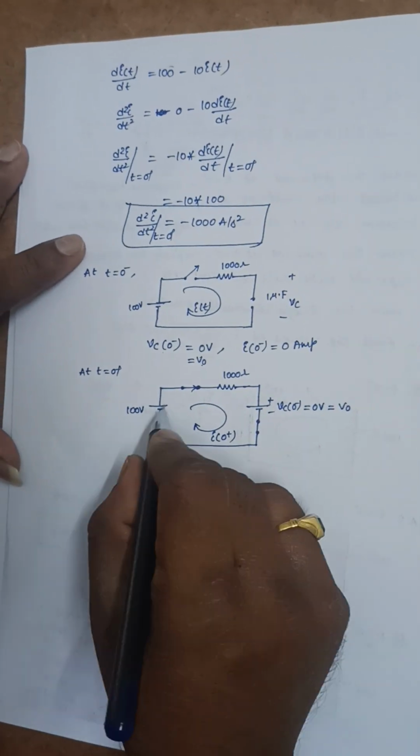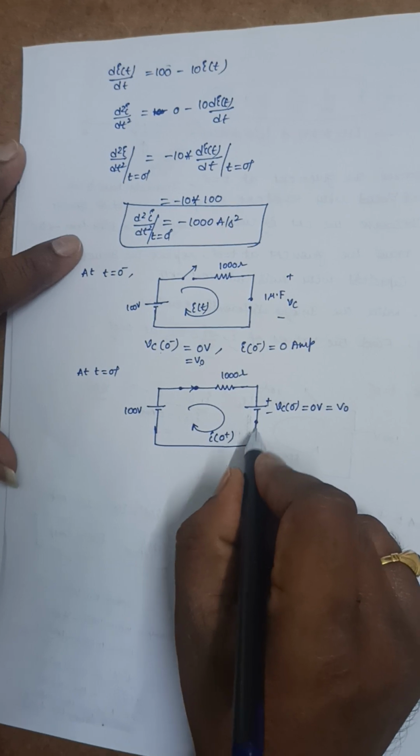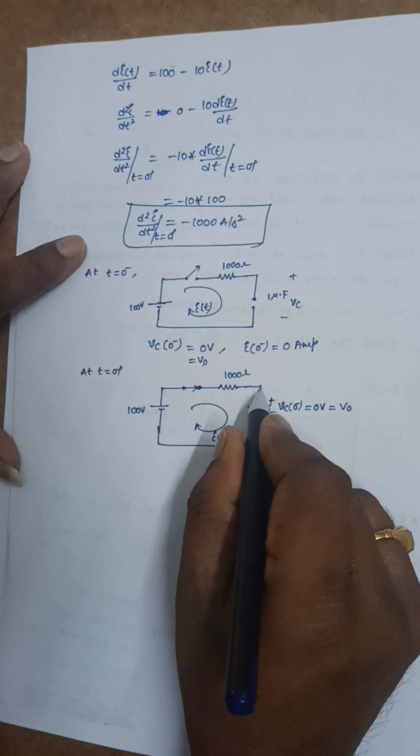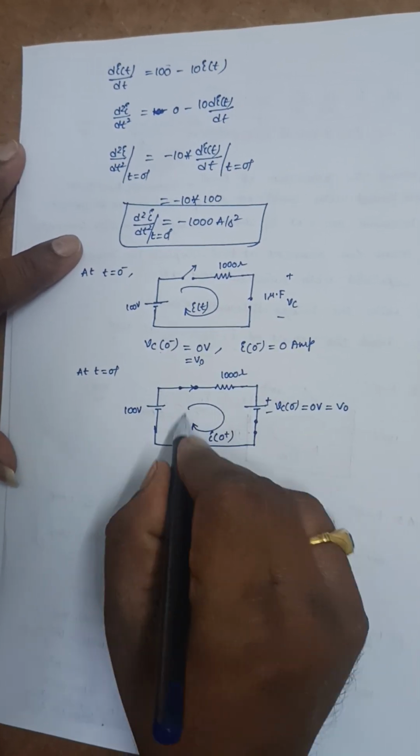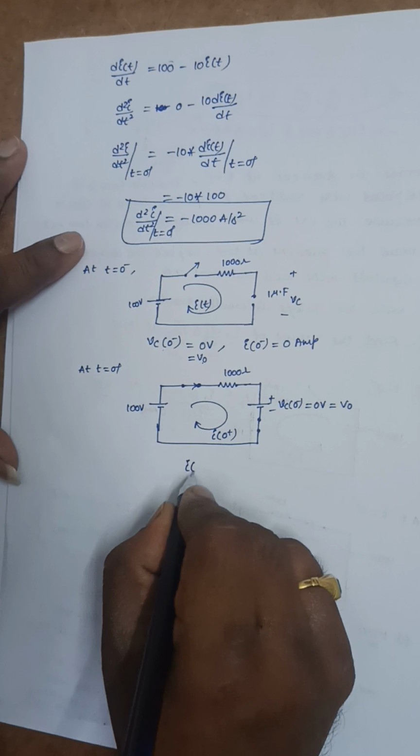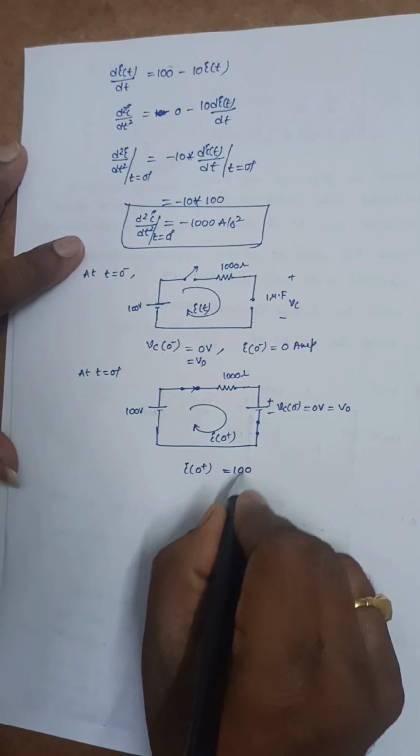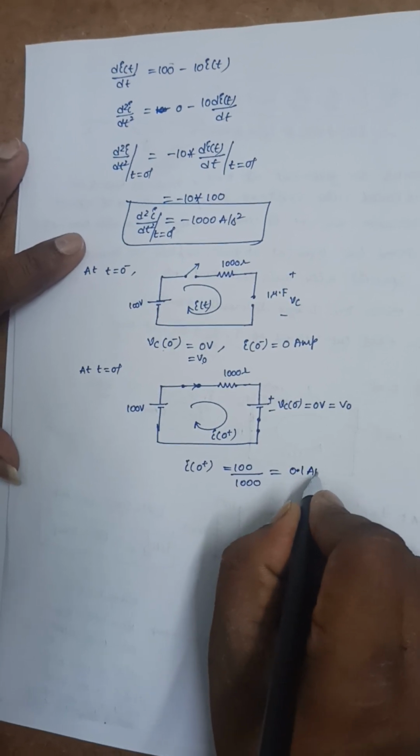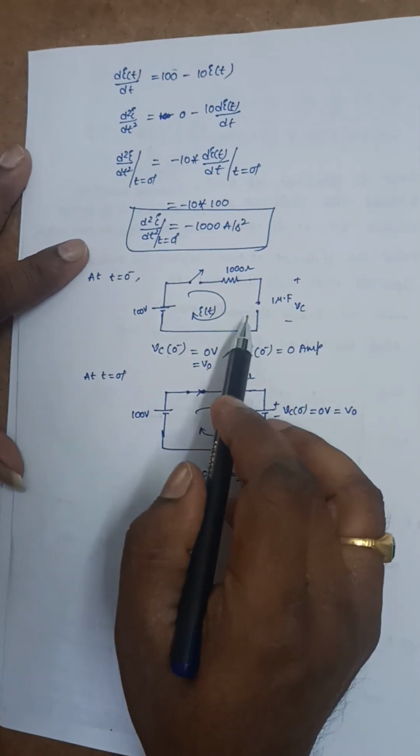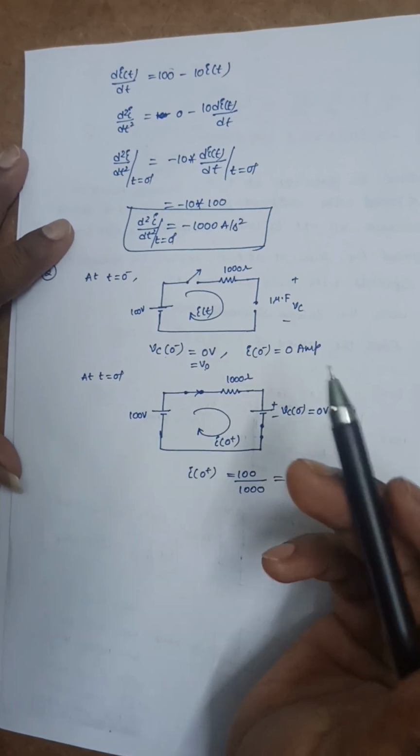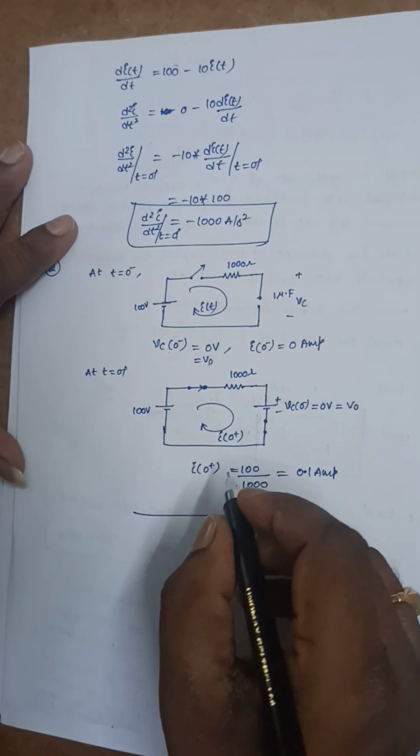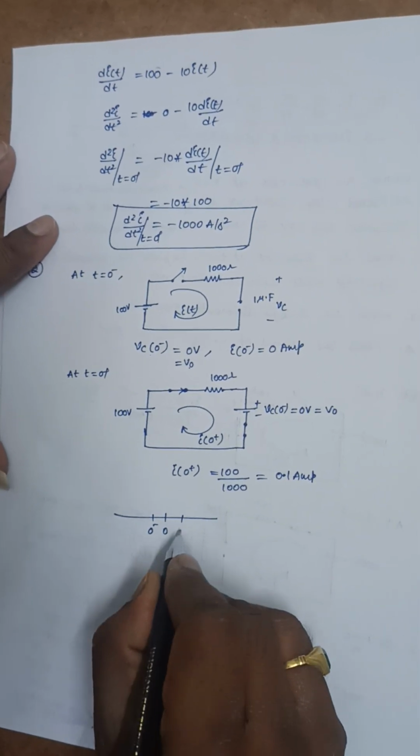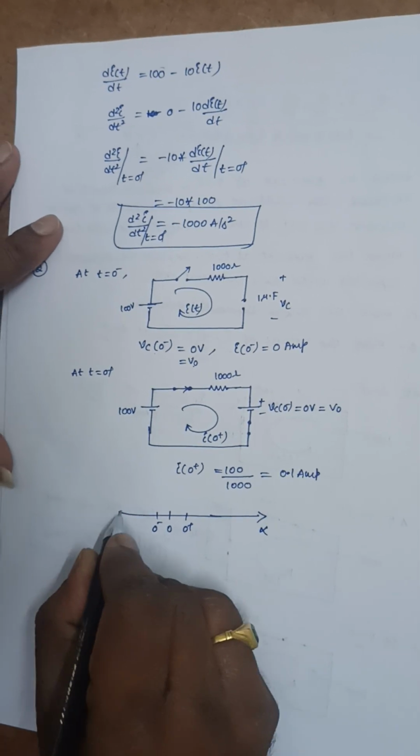Now there is a current flowing through this because it is closed here, and since the voltage across the capacitor here is 0 volts, it will act as a short circuit. If you want to find the current here, I of 0 plus is equal to 100 divided by 1000 ohms, that is 0.1 ampere. That means the capacitor can allow sudden changes in the current, but it doesn't allow sudden changes in the voltage.